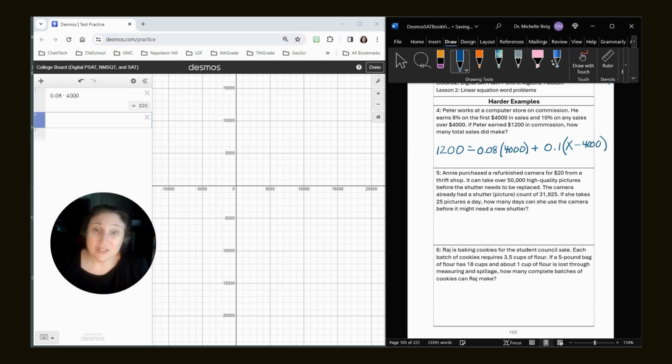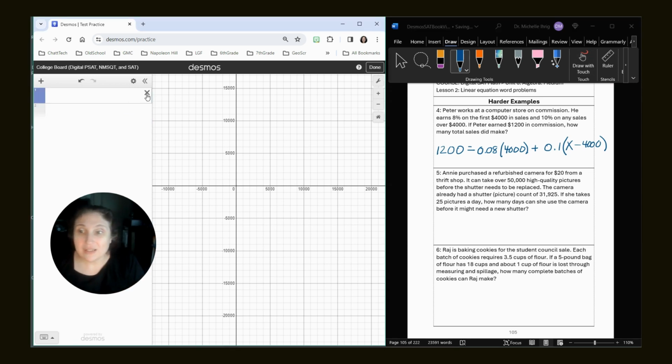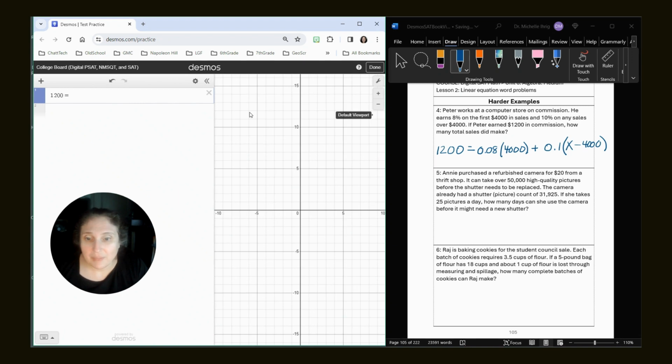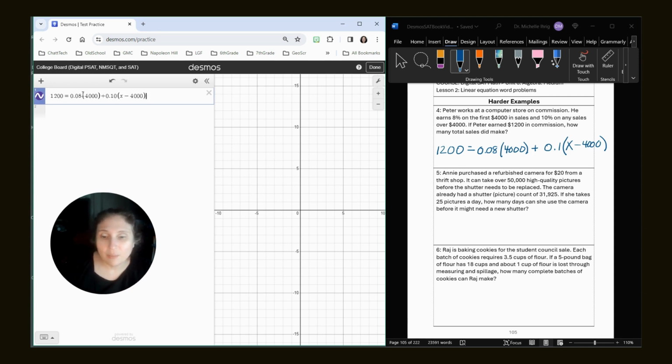And this equation is complicated to solve if you don't have the Desmos calculator, but we have it. So we're going to type it in, all that complication. We've got 1,200 equals, I'm going to put that back home to show you a technique, 0.08 times 4,000. So that's 8% on the first $4,000. And he made 0.10 or 0.1 for 10%, times however many sales he had minus the $4,000 that he already got money for. Now, if we look at that formula, we can see that there's no solution right here.